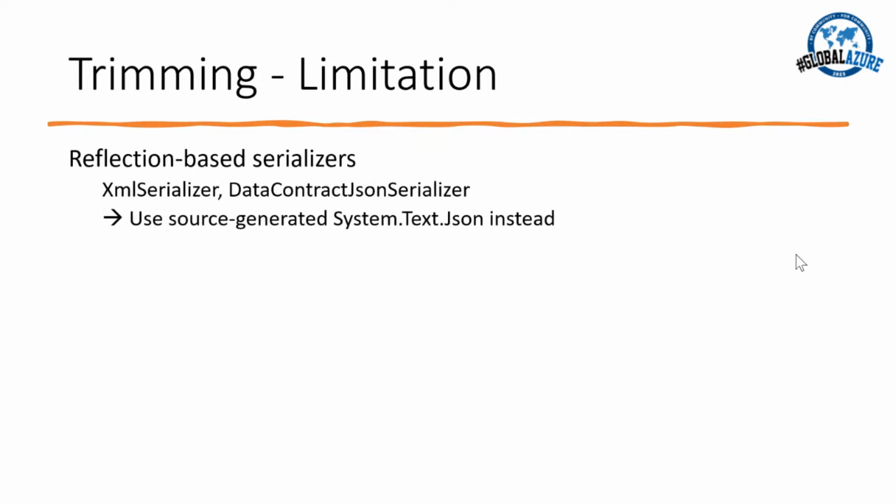Of course, there's some reflection limitations. As I mentioned, properties might be gone, setters might be gone. Here you can use the source generator that I mentioned earlier that generates all the serialization logic for you behind the scenes. And you can reuse that, and trimming will keep everything that's used in this generated source code.